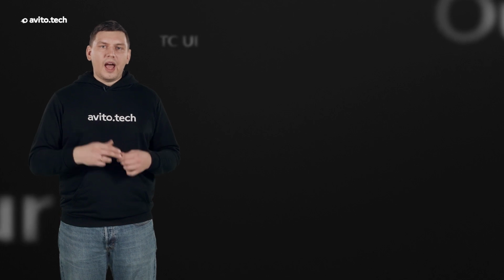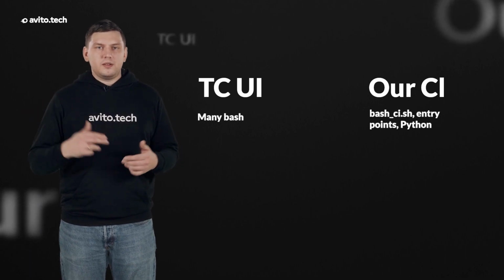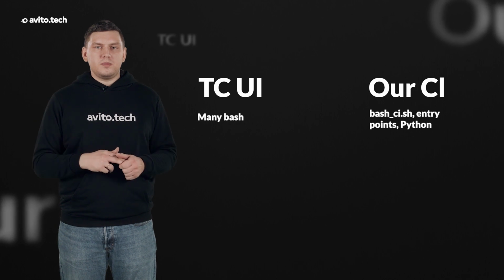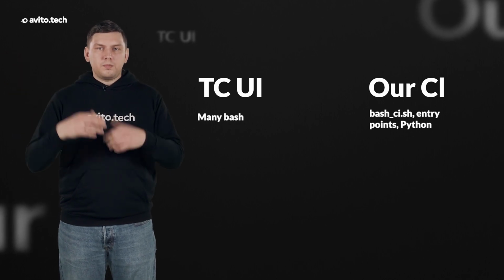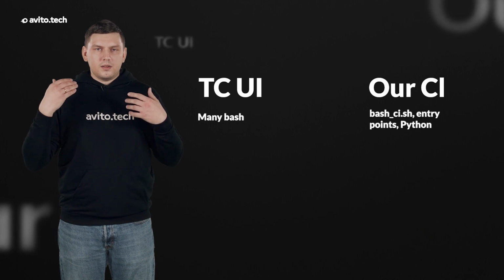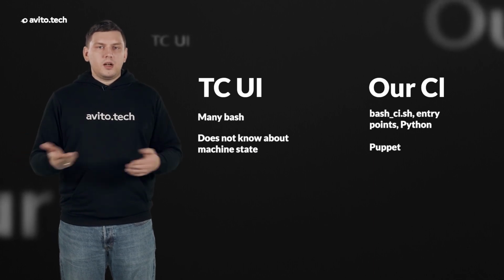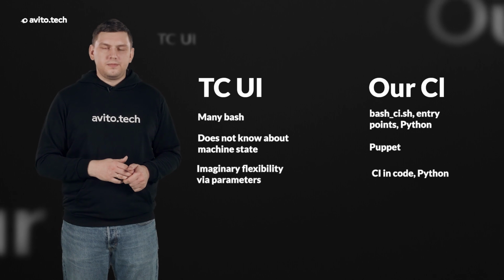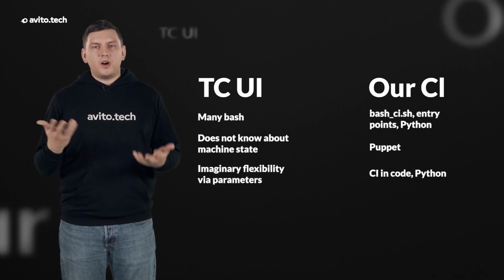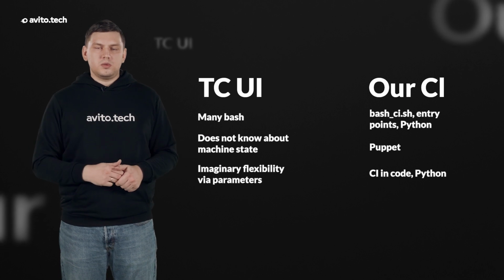Now, let's look back at the CI problems that we discussed earlier and how we solved them. For example, having lots of bash in TeamCity, this bash has been replaced with bash CI, which is cleanly written: 7 files, entry points in bash, which contain only 3 lines of code, and Python logic, which is clean, object-oriented, nice language. TeamCity didn't know anything about machine state. Of course, we tune and equalize all state across all build machines using Puppet now. Imaginary flexibility with some parameters has been replaced with CI as code, Python, and unit tests for our CI code.